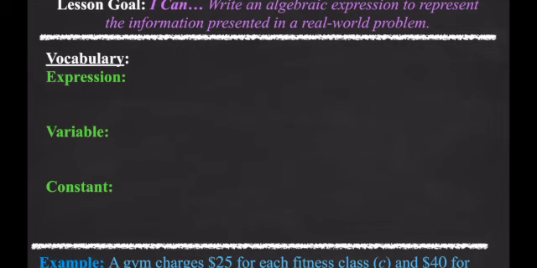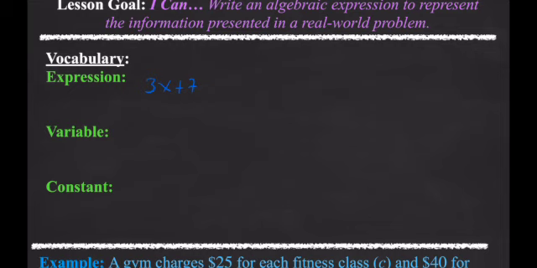Let me give you an example. Let's say we have 3x plus 7. That is an expression. It does not have an equals sign. It's just expressing what it is. Okay? So that is what an expression is.